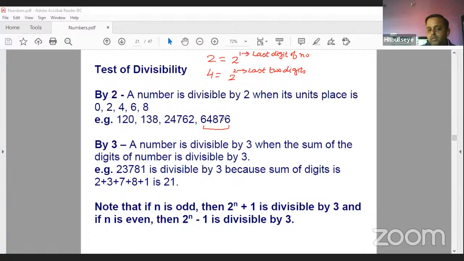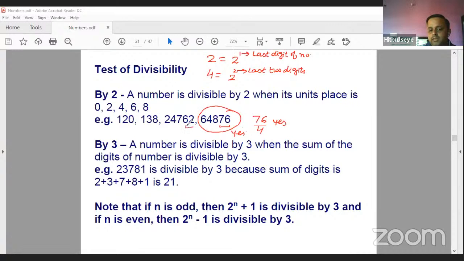You have 64,876 and you want to check whether this number is divisible by 4 or not. For that, just check the last two digits of this number. The last two digits are 76. So is 76 divisible by 4? Yes, it is divisible. Now, since 76 is divisible by 4, this whole number will be divisible by 4. Answer is yes.